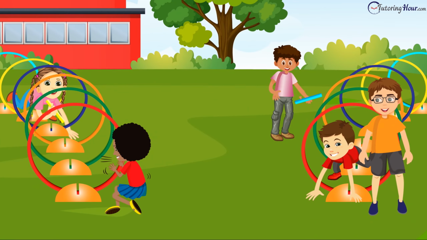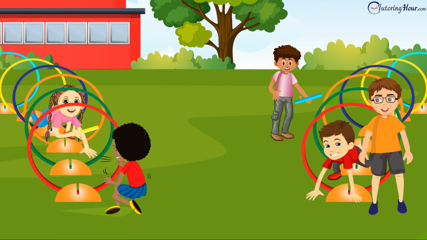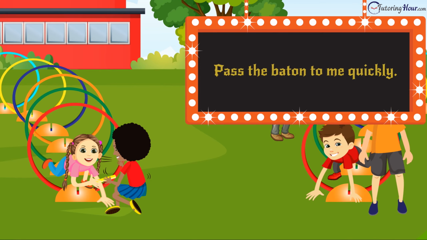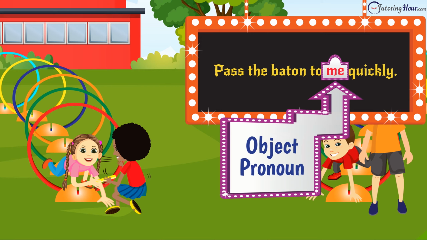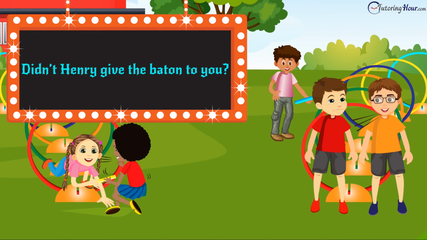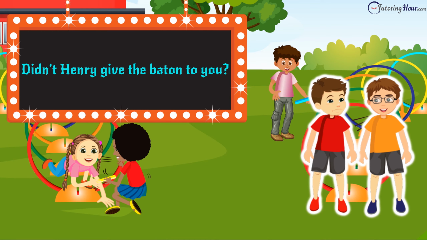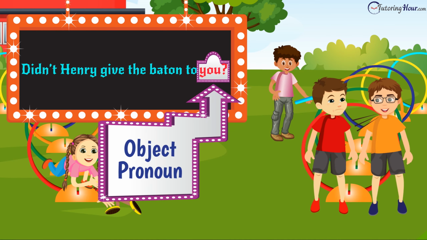For example, Bella crawled through the hula hoop with the baton. Pass the baton to me quickly, cried Hannah. The pronoun me receives the action and is therefore an object pronoun. Didn't Henry give the baton to you? Mason asked Raymond. The pronoun you functions as an object pronoun in this sentence.